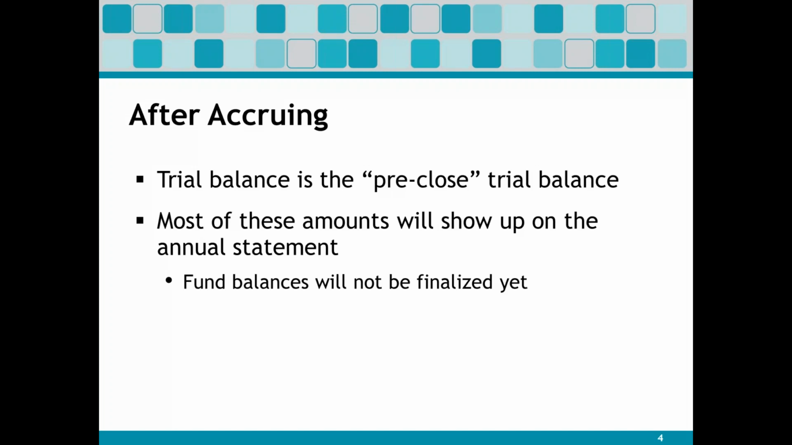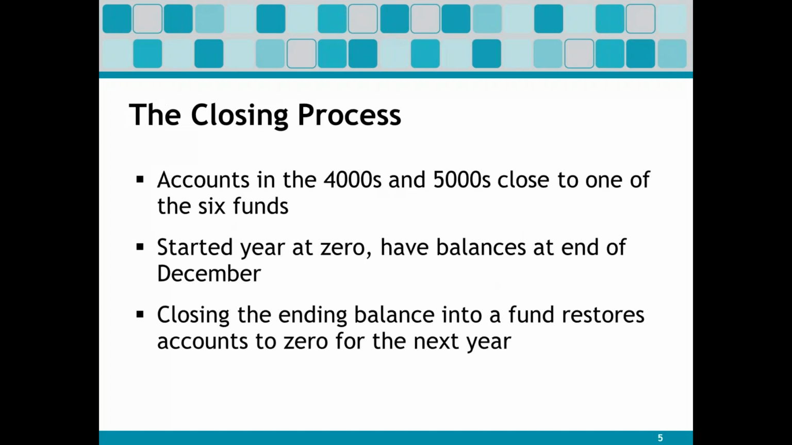So once you've made those accruals and you create a trial balance, this is called the pre-close trial balance. And when you produce the annual statement, these are the numbers that you'll see popping up on the annual statement for all the receipts and disbursements. The six funds, the annuity savings fund, reserve, etc., those numbers are not finalized yet, but what you're going to do next is close your books, and then that will finalize those accounts.